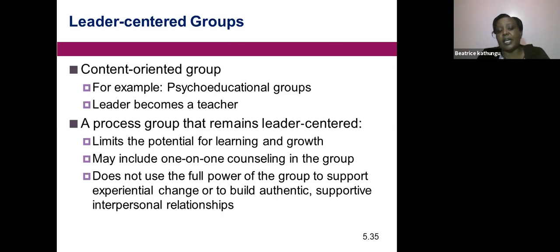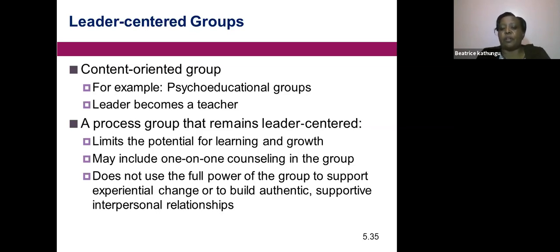Now, what this second type of group is telling us is that when you're running a process-oriented group, you need to be careful so that you don't hog or take up all the responsibilities of the group and deny the members an opportunity to take responsibility. Deny the members an opportunity to learn to support each other so that they can also gain from their interpersonal relationships. And that's why it's saying it can limit the potential for learning and growth. It can also fail to use the full power of the group.